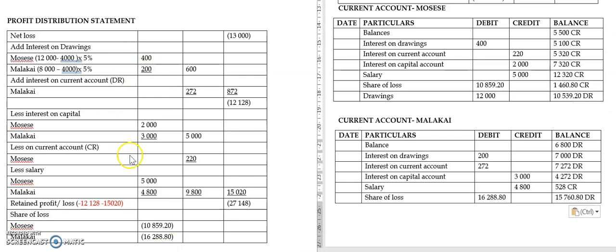From a profit distribution statement, all the ones we add will go on the debit side and all the ones that we have minused will go on the credit side. And of course, it was a loss, so it will be on the debit side. So at the end, Malakai also has a debit balance. Now this information we are going to use to do the next part, that's the equity section.